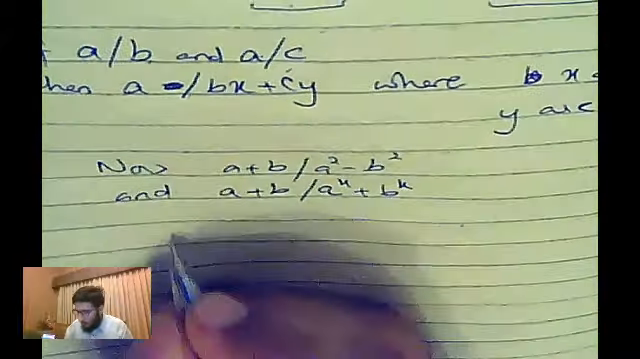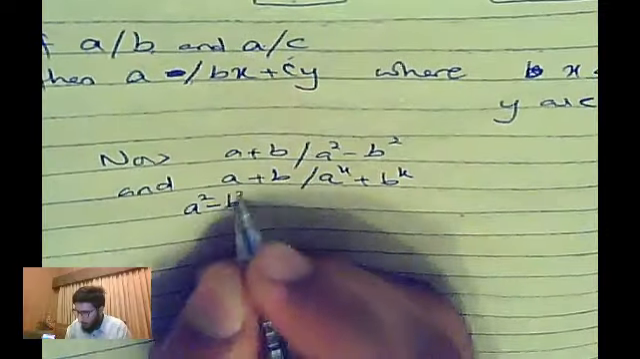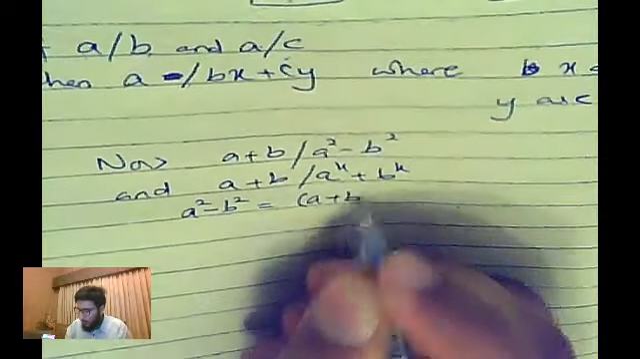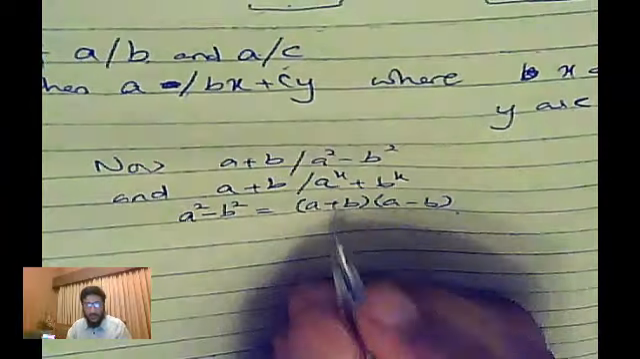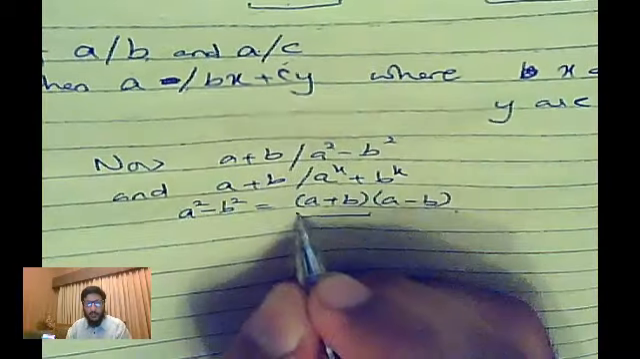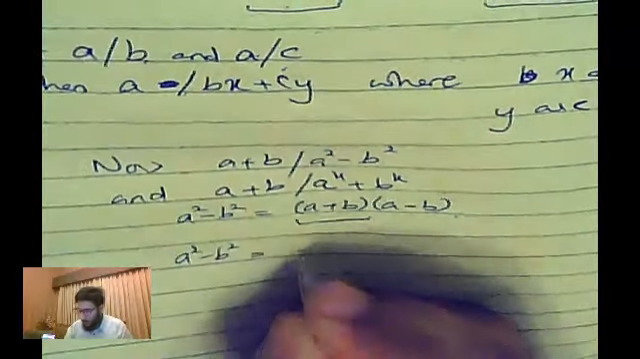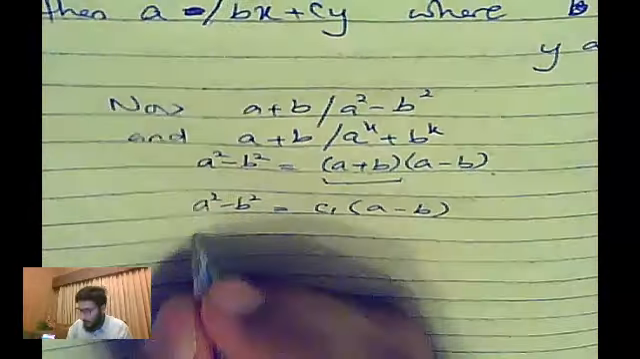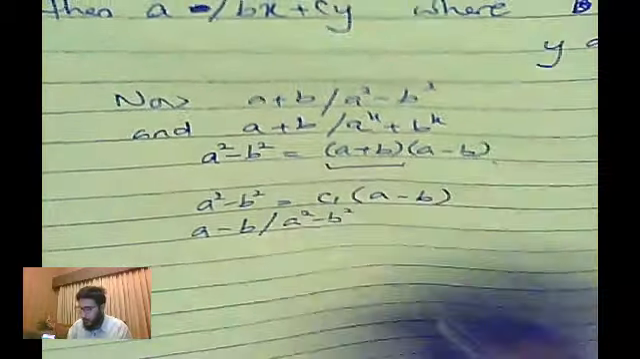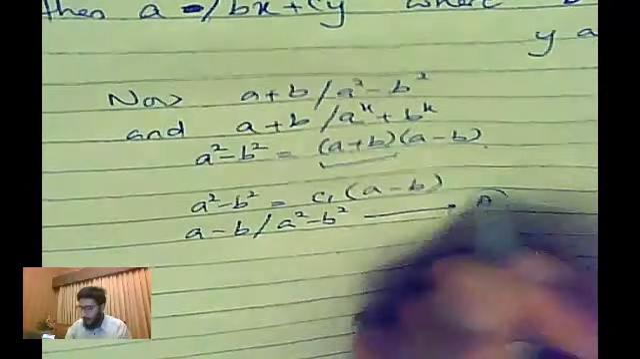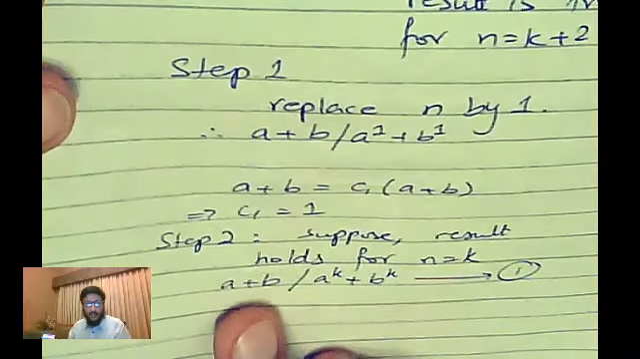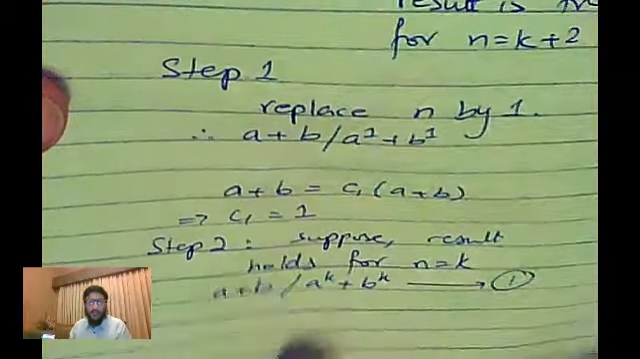Now, consider the formula a squared minus b squared, which is equal to a plus b times a minus b. That means if a plus b is equal to some random integer, we can say a squared minus b squared equals c1 times a minus b. Using the definition of divisibility, we can say that a plus b divides a squared minus b squared. We name this equation A. And using the supposition in step number 2, we had that a plus b divides a power k plus b power k.